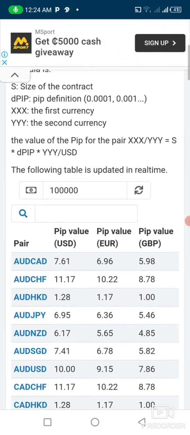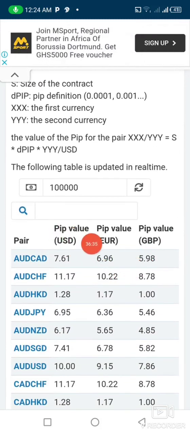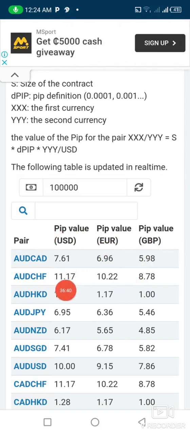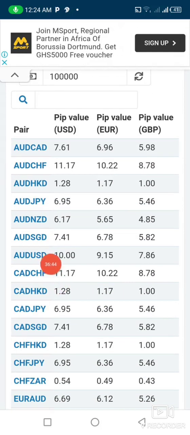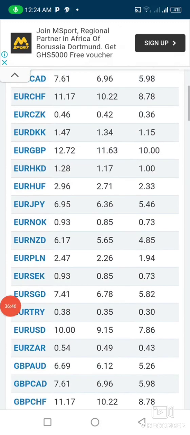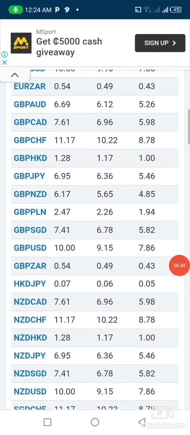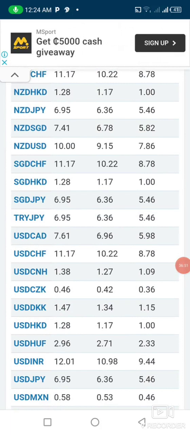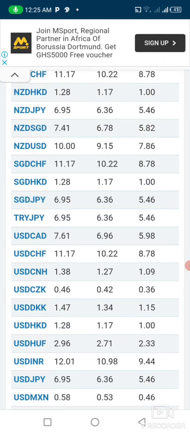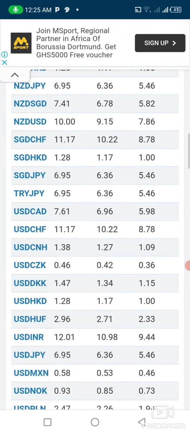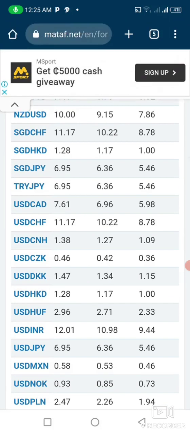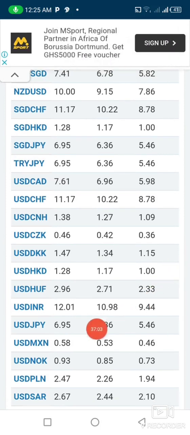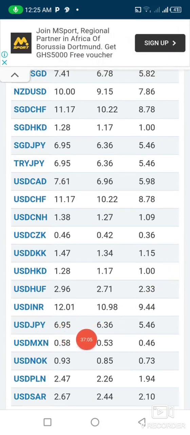Okay, you have this p value, the ones in US dollar, the ones in euro, the ones in GBP, depending on your account equity. So it is assumed that your account equity is in US dollar. Okay, so USD JPY, these are alphabetically arranged. So USD JPY is 6.95. These values are updated from time to time as the exchange rate changes. So the p value of USD JPY is now 6.95.